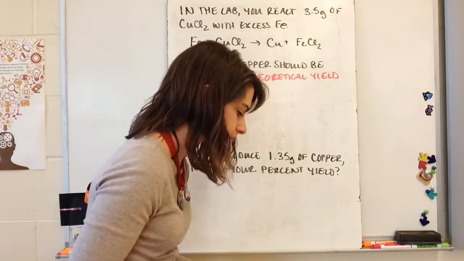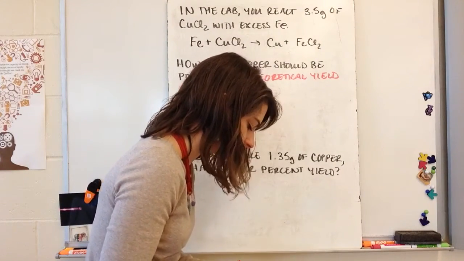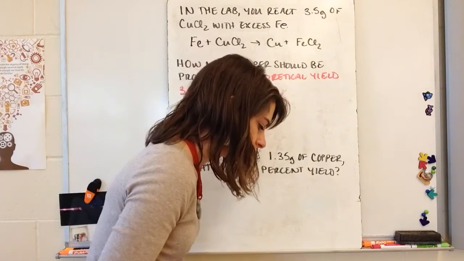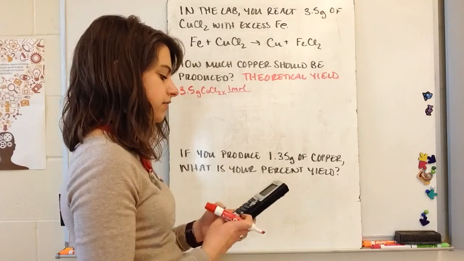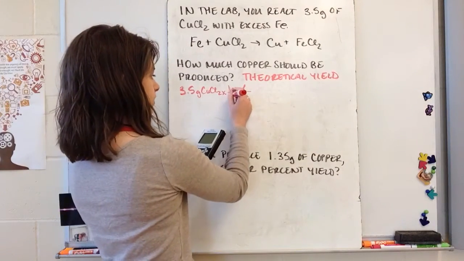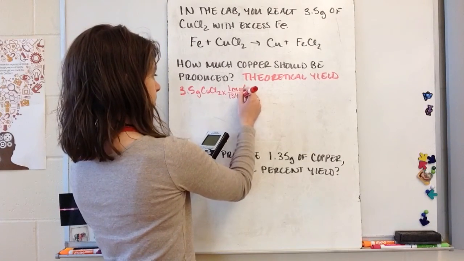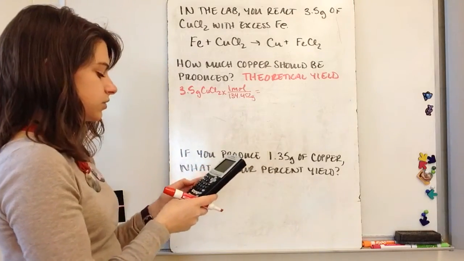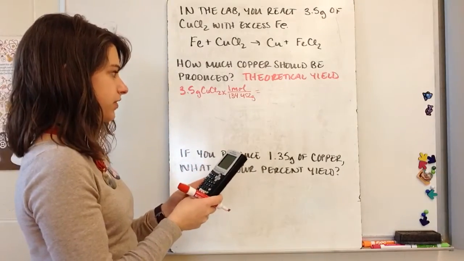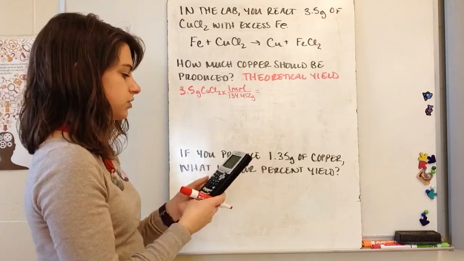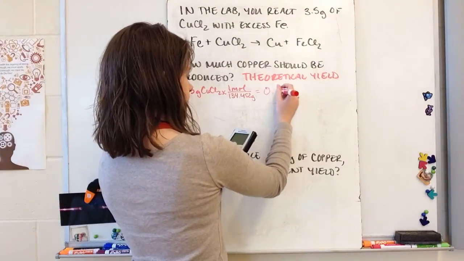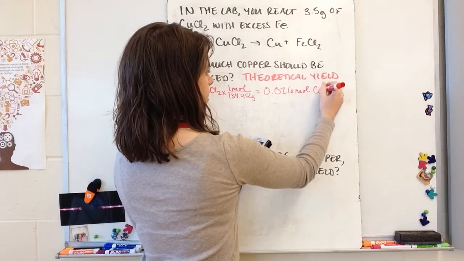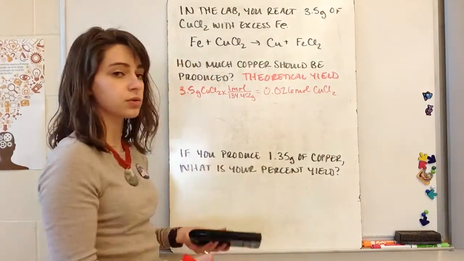So I need my calculator and my periodic table. I'm going to add copper, which is 63.546, plus 2 chlorines, which is 35.453. And I get a molar mass of 134.452 grams. So when I do 3.5 divided by 134.452, I get 0.026 moles of copper 2 chloride. So that's what I started with.